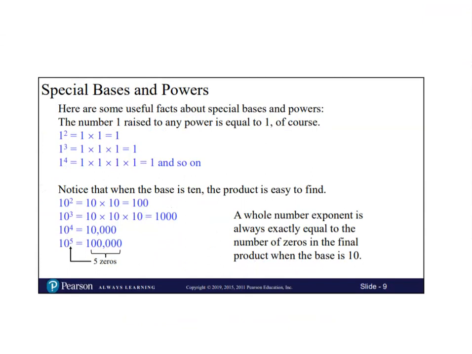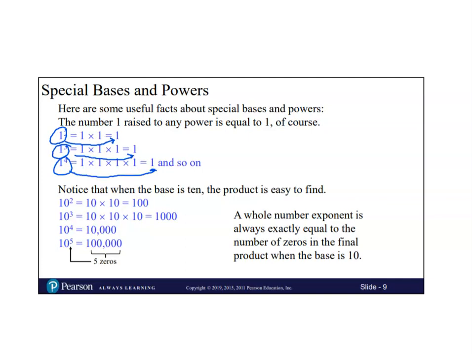Special bases and powers. Here are some useful facts about special bases and powers. The number 1 raised to any power is equal to 1. So 1 squared is 1, 1 to the third is equal to 1, 1 to the fourth is equal to 1.